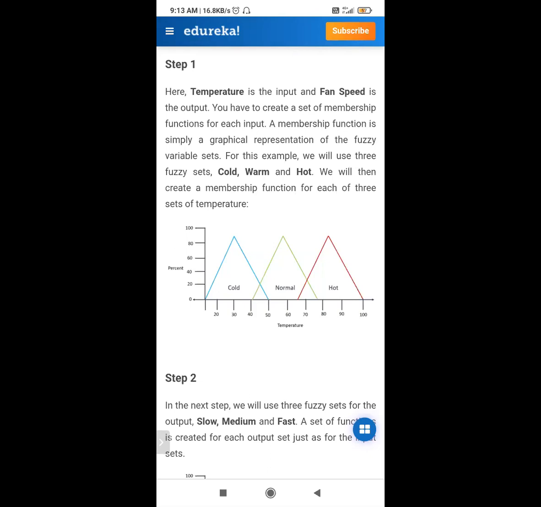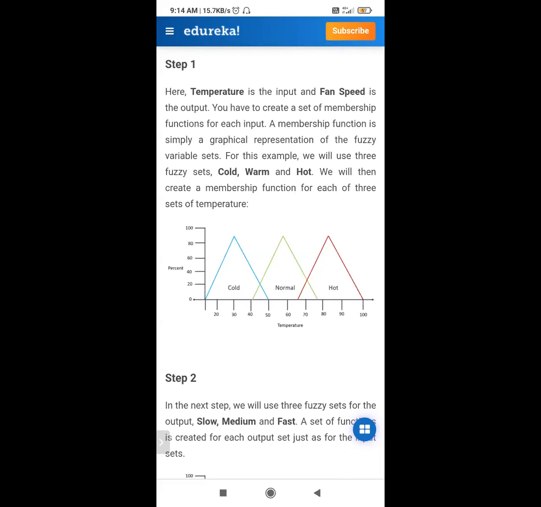Now we have to create a set of membership functions for each input, that is, for each temperature. It may be either cold temperature or hot temperature or normal temperature. A membership function is simply a graphical representation of fuzzy variable sets. For this example, we'll use three fuzzy sets or three fuzzy inputs: cold, warm, and hot. After considering these three fuzzy sets, we need to create a membership function for each of the three sets of temperature.